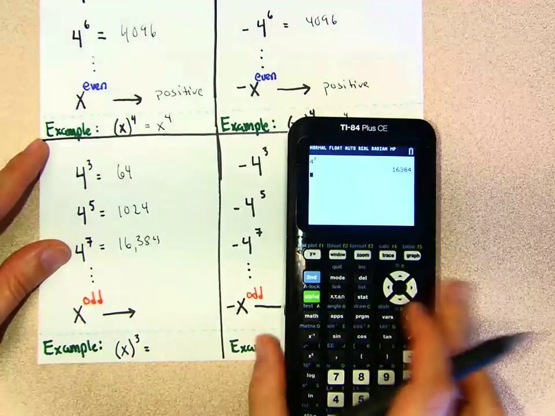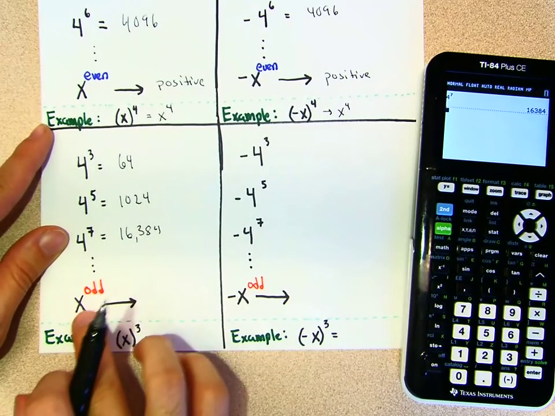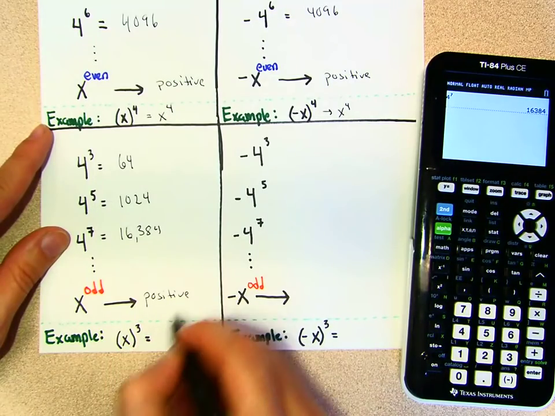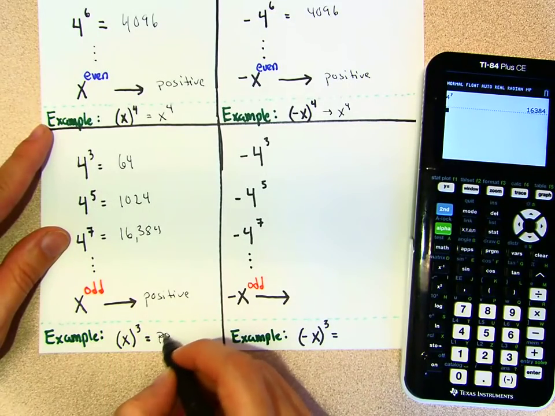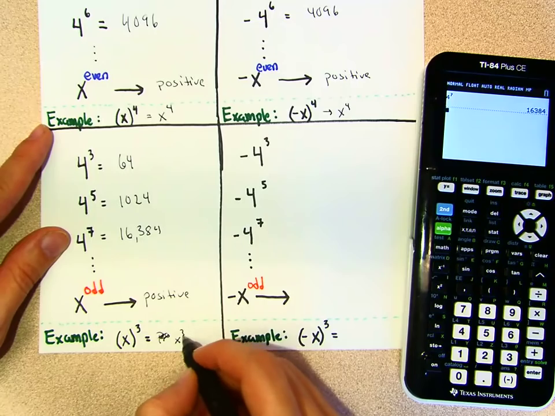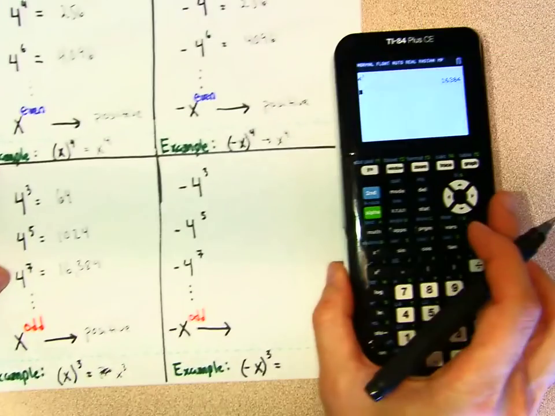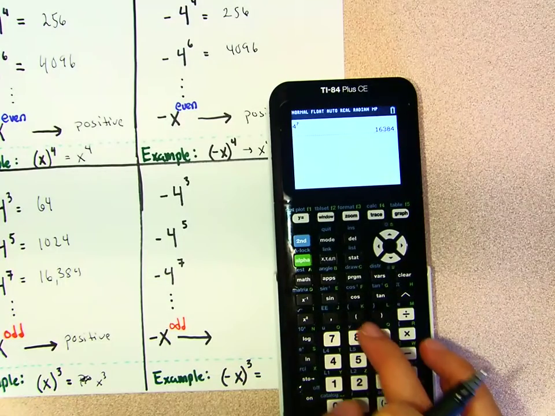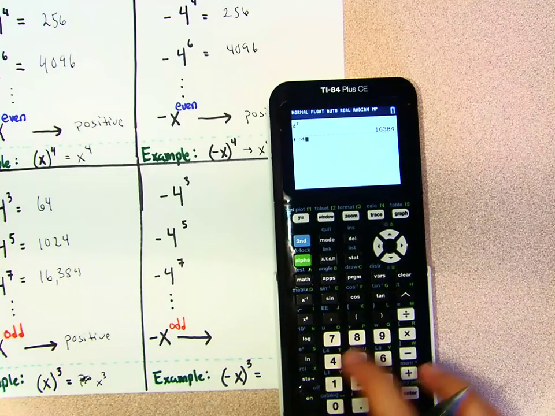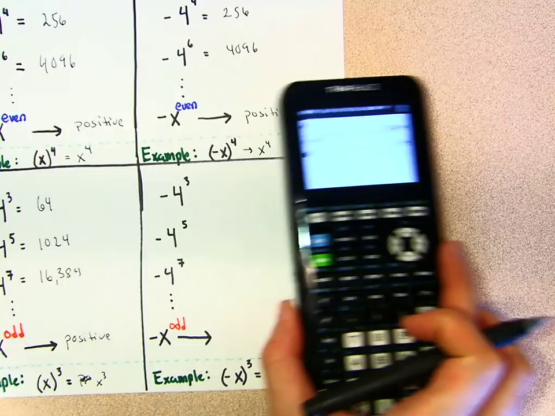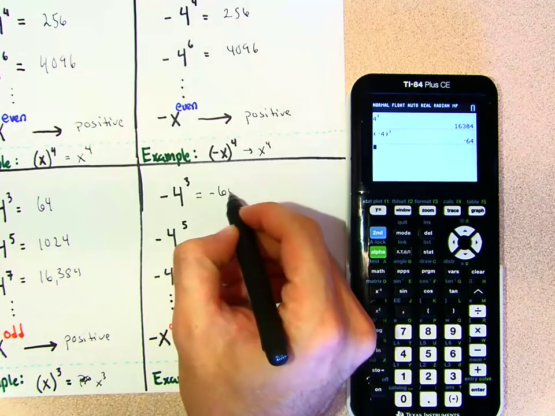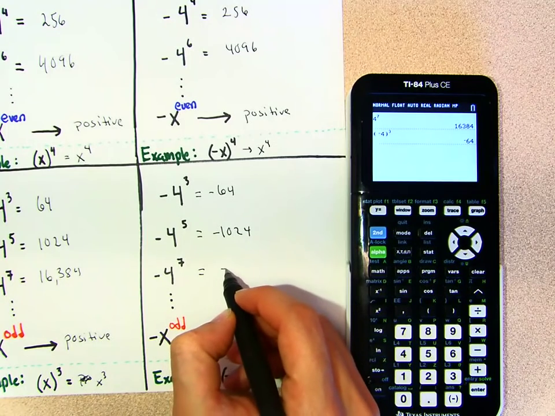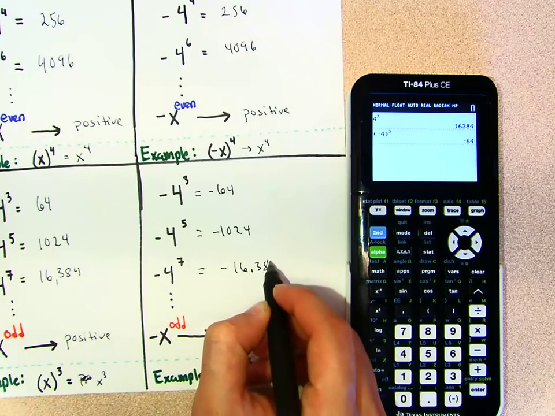16,384. Okay? And what will happen if I have some x to the odd? It'll be positive. So I know my x cubed, this just has to be a positive x to the 3. But let's take a look at this. What is negative 4 to the 3? You could put it in your calculator. Let's see, parentheses negative 4 to the 3, and that becomes negative 64. This is negative 1024. And this is negative 16,384.